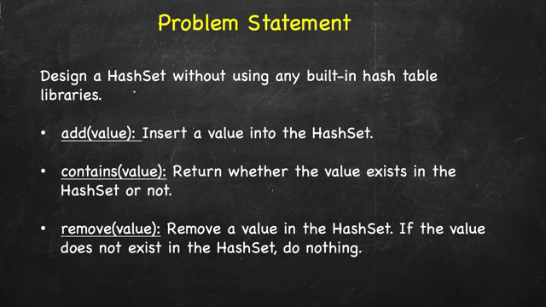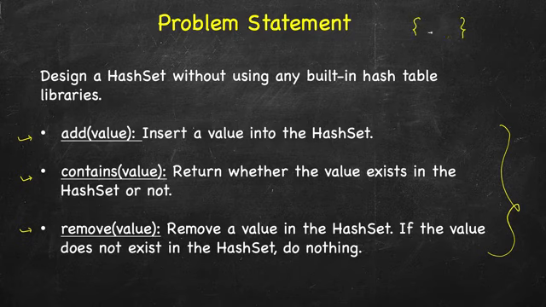So we have to design a hash set class without using any built-in hash table, and we have to add 3 functions in that. We can have more private functions, but the client of this class should be able to use these 3 functions. So add value, insert a value into the hash set, and in hash set or set in general, we don't allow duplicate values. So these should be unique.